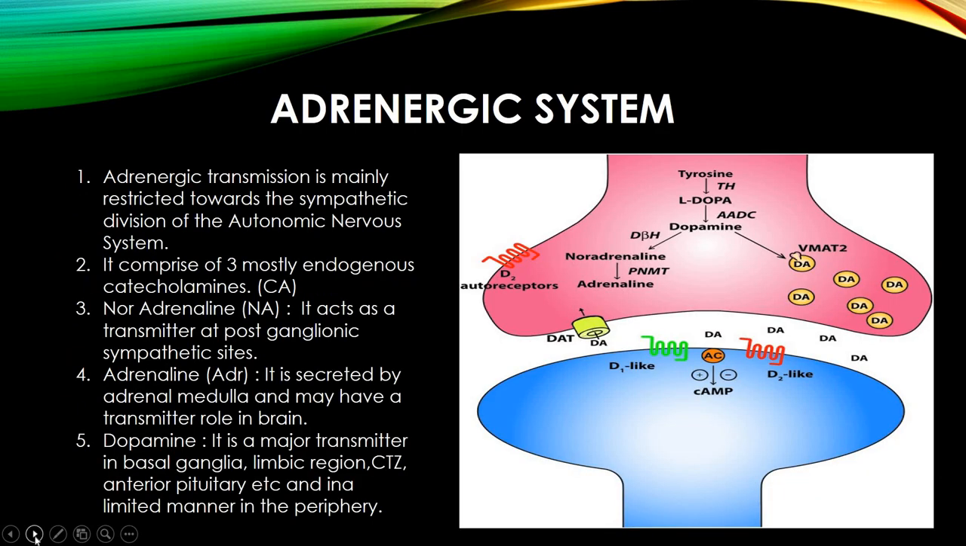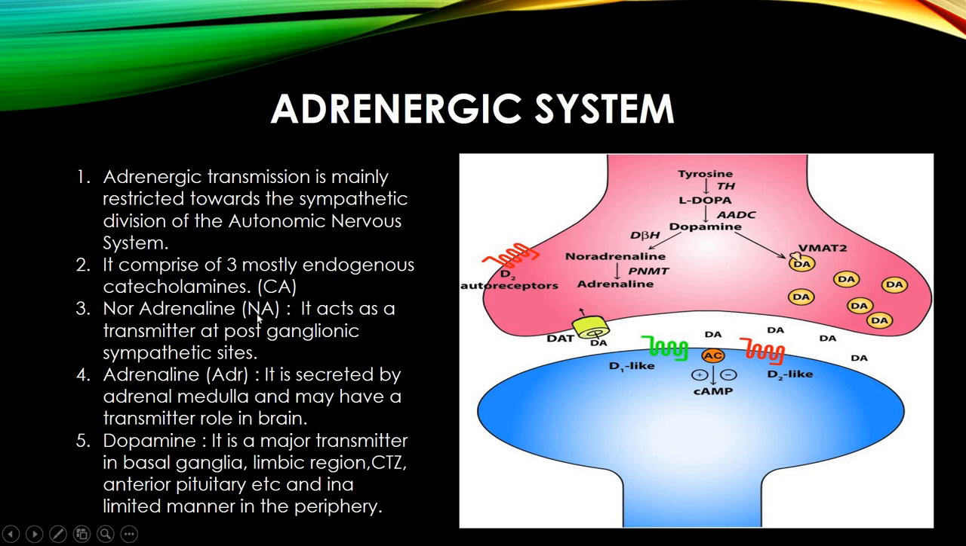So, in this adrenergic system, we are going to see that it is a transmission process which is mainly restricted to the sympathetic division of the autonomic nervous system. Next point, it comprises three mostly endogenous catecholamines. What are catecholamines? Noradrenaline, adrenaline and dopamine. So these three comprise the catecholamines.